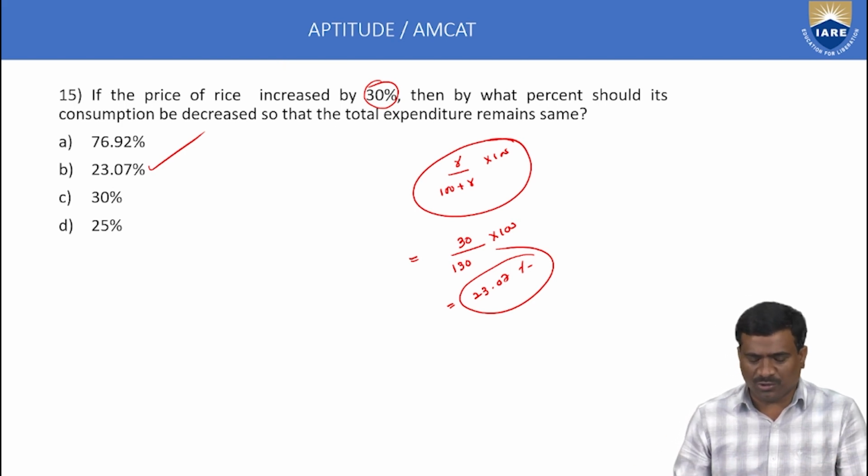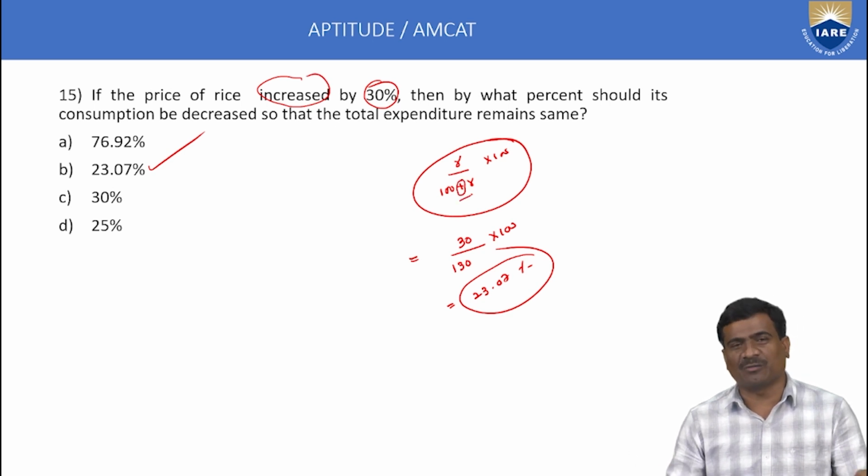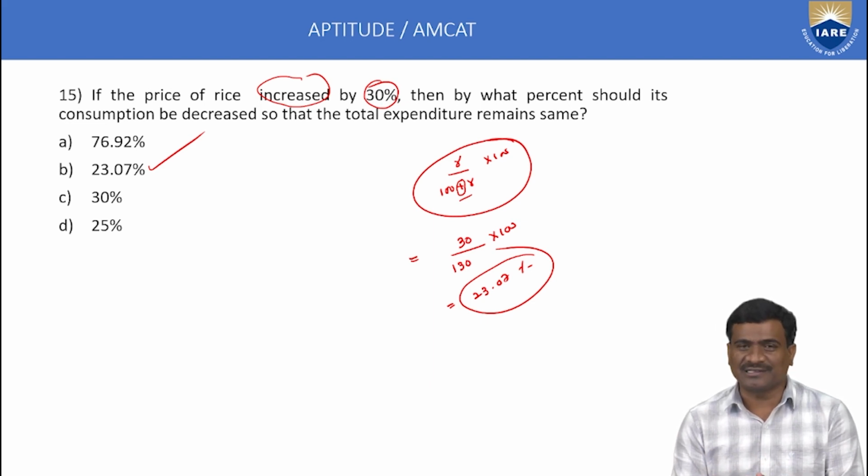Here only the operator is important. Increase means the plus operator, decrease means the minus operator. Here an increase is given, so the net percentage is equal to R by 100 plus R into 100. When the problem belongs to an increase or decrease, the question belongs to percentage.